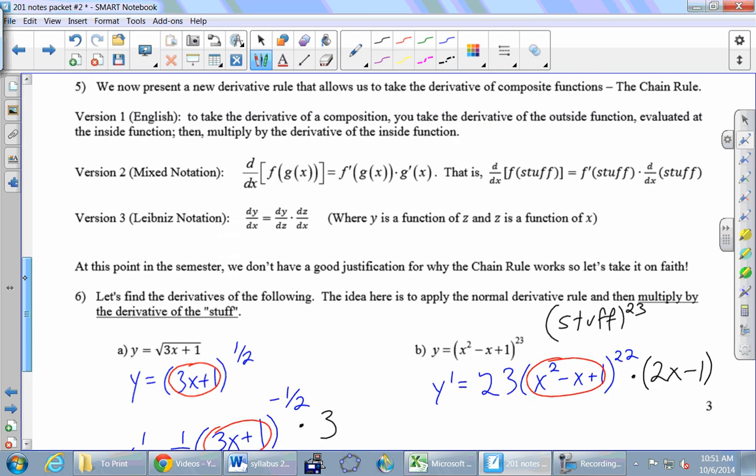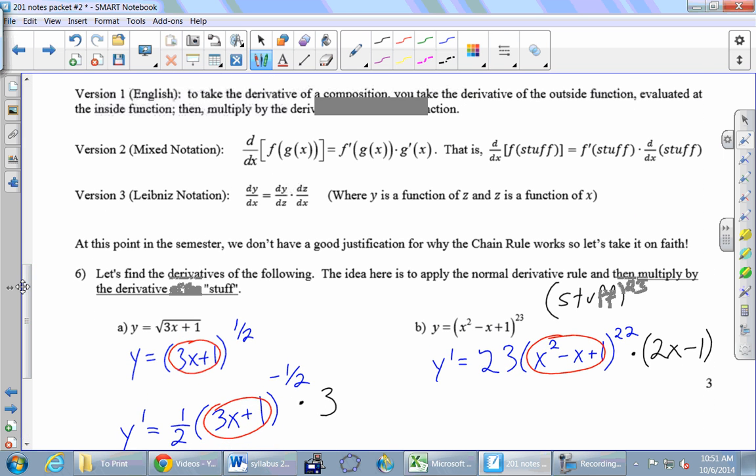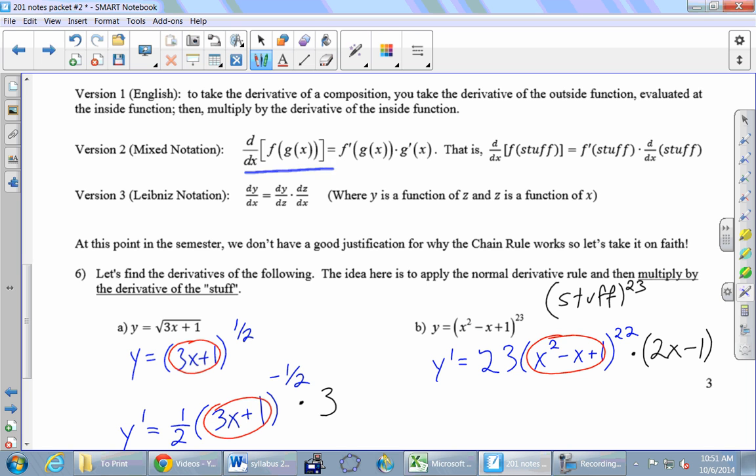Now there's a couple of notation ways to write this too. Again, I don't know if they're going to be any better for you, but we need to be able to work with them. So this first one here, version 2, says you want the derivative of f of g. You find f prime, but it's not f prime of x. What is it? It's f prime of g of x. So you take your outside derivative, but you don't just stick an x in there, you stick the inner function in there. You just leave it in there. And then times g prime of x, that's what we've been calling the derivative of the stuff. And so that's written out less formally over here. Right? f prime of the stuff times the derivative of the stuff.